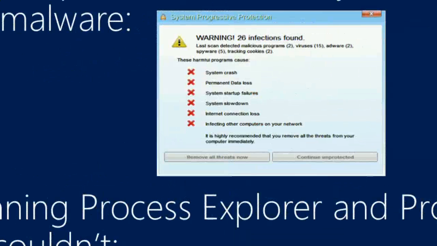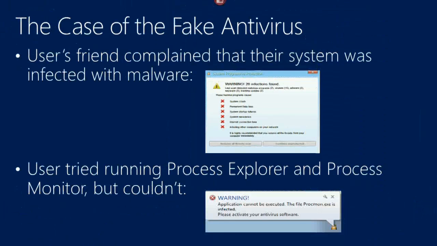And he sits the guy down, and this is what he shows him. Looks familiar, doesn't it? 26 infections found. Your system's just a mess, and you can't do anything with it. So this friend's like, okay, here I go. Let me see if I can help you.